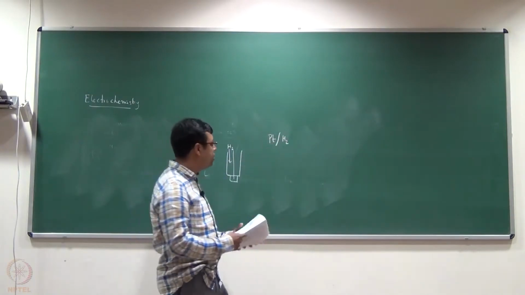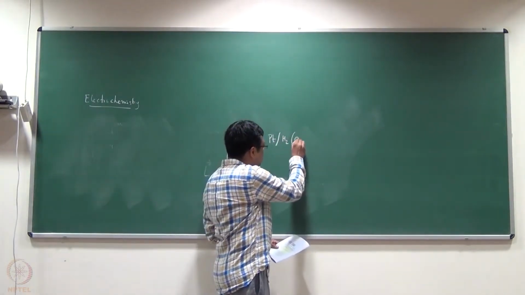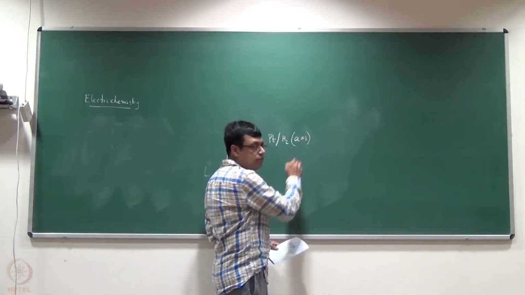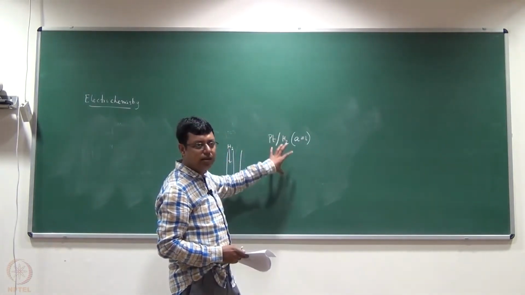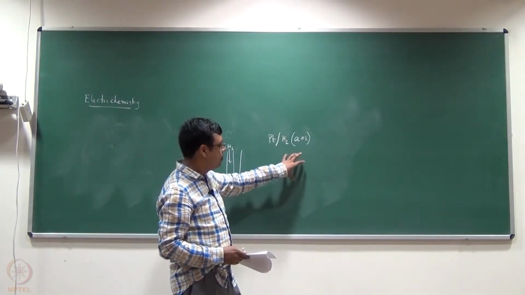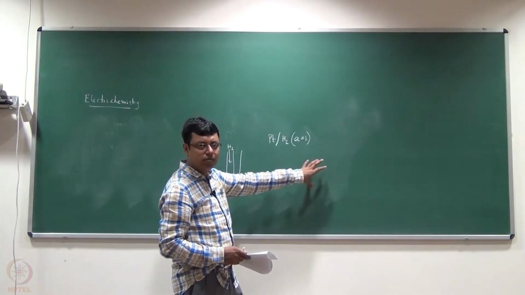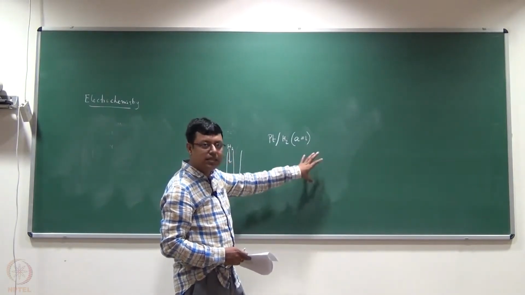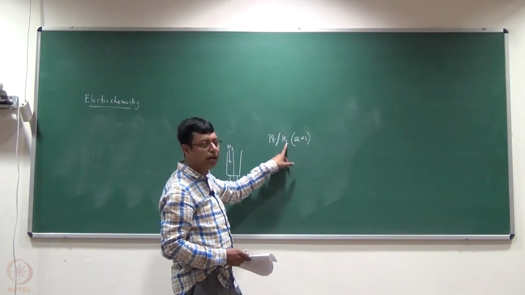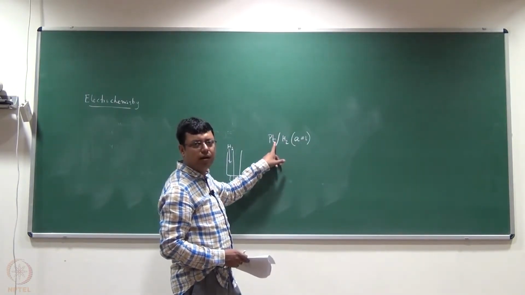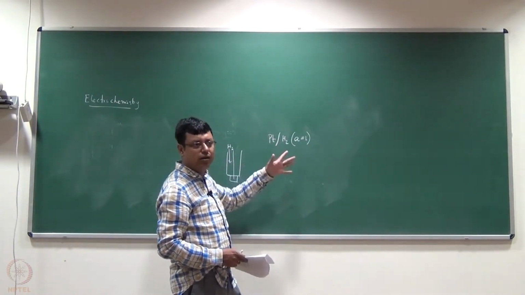So by definition, I always choose that this activity is equal to 1. Because any cell will have a E0, the standard term, plus RTL and all these terms. But those terms I am making 0 for the standard definition. How to make it 0? Basically I am making the activity 1. For platinum I never write activity to be 1 because it's already a metal.